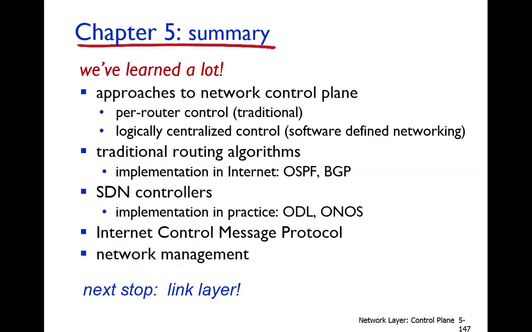So chapter number 5 is finished. In chapter number 5 we discussed the per-router control plane, routing protocols, link state, distance vector, etc. We discussed the logically centralized control plane, software defined networks, and the SDN controller. We discussed the ICMP message, which is used for error reporting. We also discussed network management. So chapter number 5 is finished. Then we will start chapter number 6.